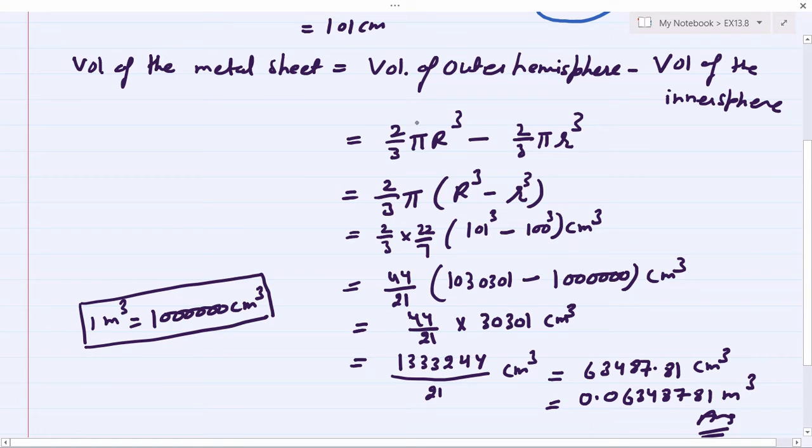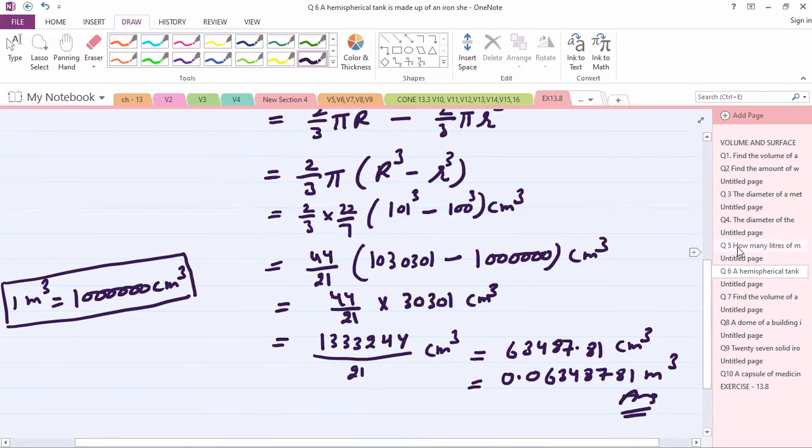I hope you understand this question. This is a very simple question, only the calculation part is a little bit difficult, but you don't have to worry about the calculation. Now you have done so many questions, and now I hope you can easily do the calculation part.